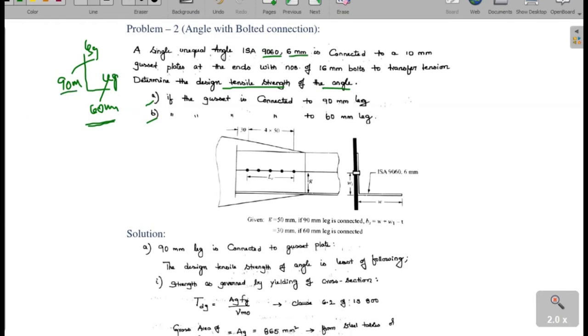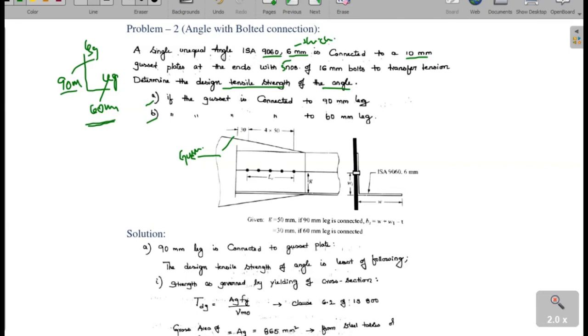And 6 mm is the thickness of the section, which is connected to a gusset plate. So this is a gusset plate, 10 mm thick. At the ends, with 5 numbers of 16 mm bolts, to transfer tension, determine the design tensile strength of the angle.